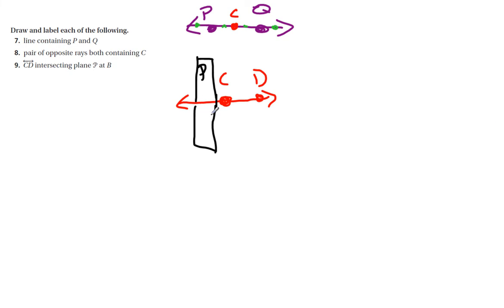This is plane P. Alright, and it intersects at this point, B. So B is on C. If it intersects that point B, then wouldn't the very end of it be on B? Don't start with me. Look, the plane is right here.